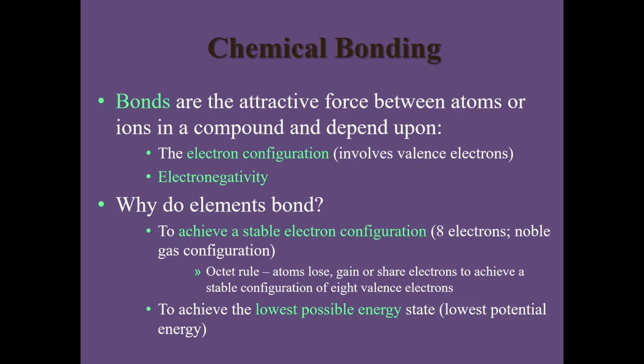Why do elements bond? They bond to achieve a stable electron configuration, which is 8 electrons, except for hydrogen and helium, which only need 2. This is the octet rule. Atoms will lose, gain, or share electrons to achieve a stable configuration, which is 8, except for hydrogen and helium, which is 2. In other words, they're trying to get into the lowest possible energy state. Everything wants to be in the lowest possible energy state.